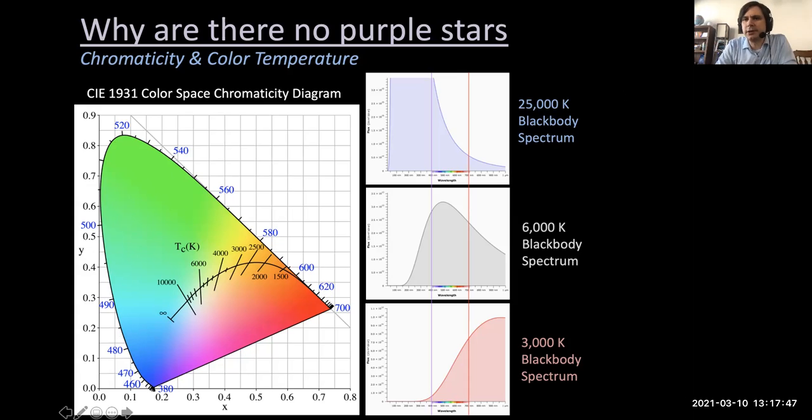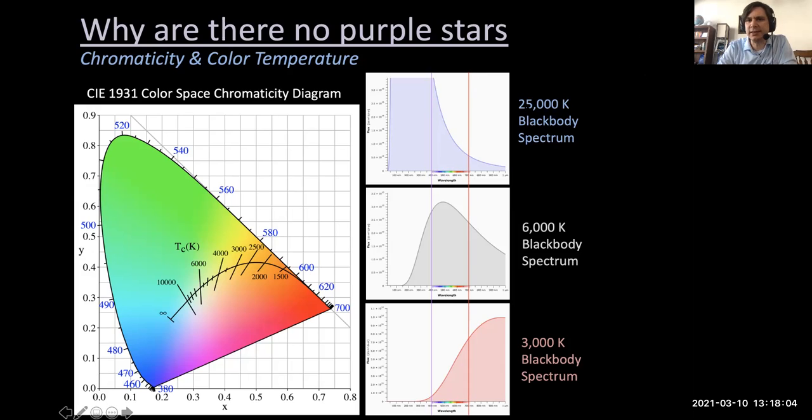Now let's take a look at black body spectra of different stars. So I have a star at 25,000 Kelvin, 6,000 Kelvin, and 3,000 Kelvin. And here are their black body spectra as they go through the visible part, which I've marked with a purple line to a red line, violet to red.